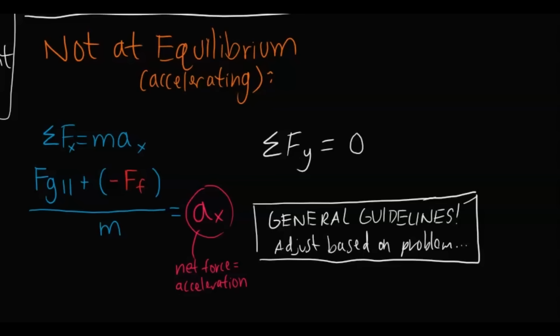And so usually what that means is if there's not a rope or tension or something, then FG parallel will be greater than force of friction, which is causing that net force and therefore causing acceleration.